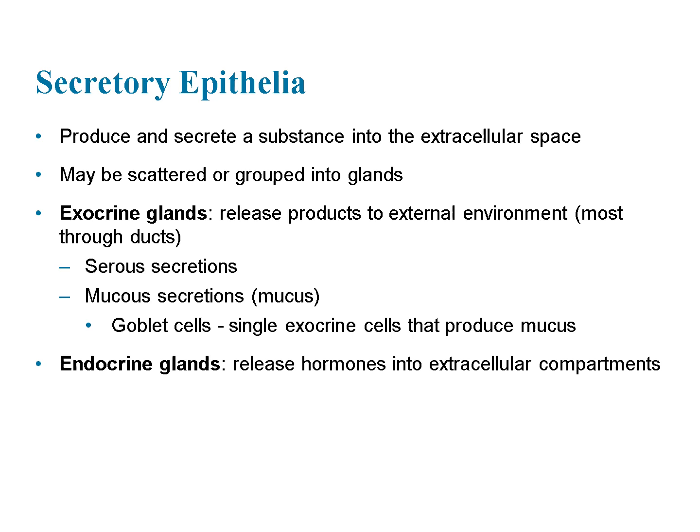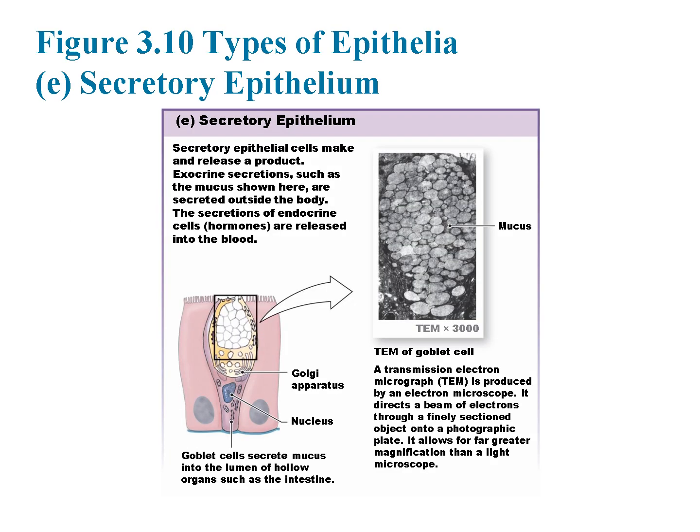Endocrine glands, on the other hand, don't use ducts. Instead, they secrete hormones directly into the extracellular compartments, from where they enter the bloodstream and travel to target organs. The distinction between exocrine and endocrine glands is crucial for understanding how different parts of the body communicate and maintain balance. This slide focuses on secretory epithelium, and the figure provides an excellent visual to understand how these cells function.